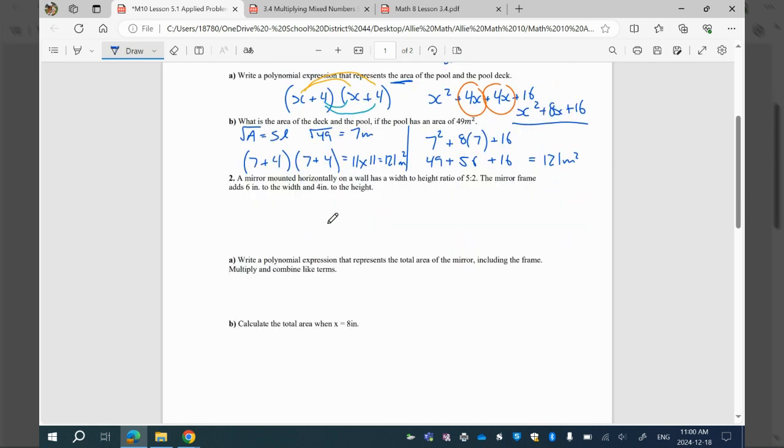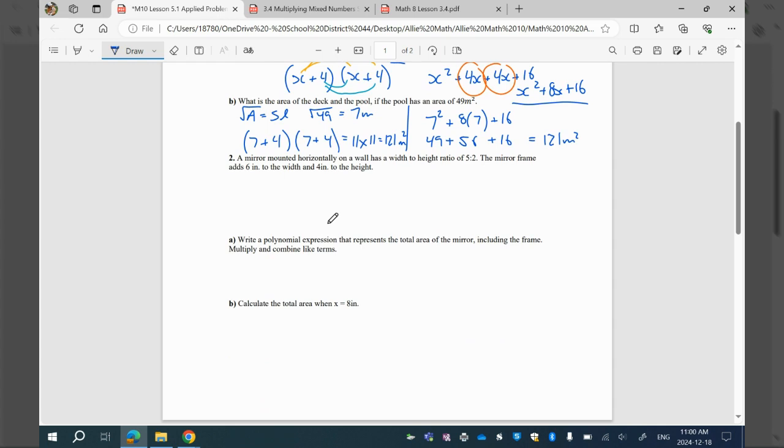Okay, number 2. A mirror mounted horizontally on a wall has a width to height ratio of 5:2. So we got a mirror mounted horizontally. We got a width to height ratio of 5:2. And it says the mirror frame adds 6 inches to the width and 4 inches to the height. Okay, and this is an important wording. This is where your reading comprehension is really important.